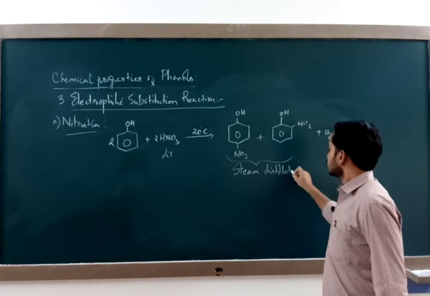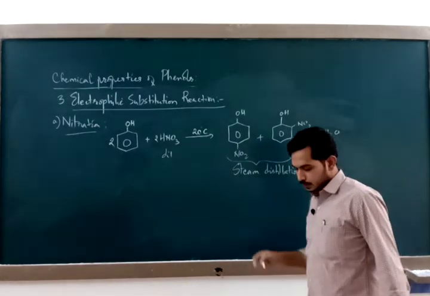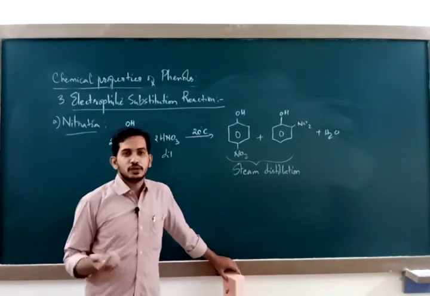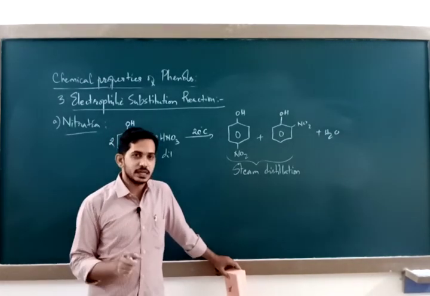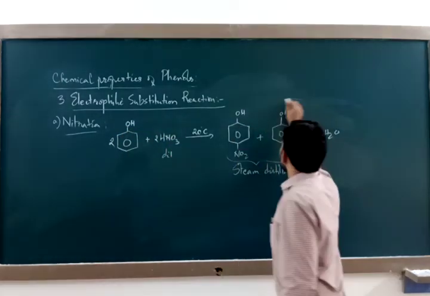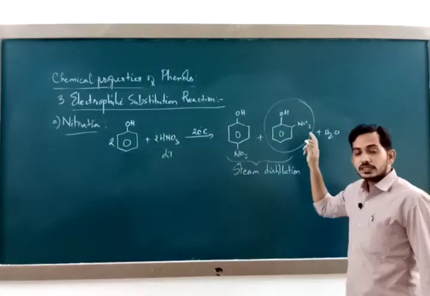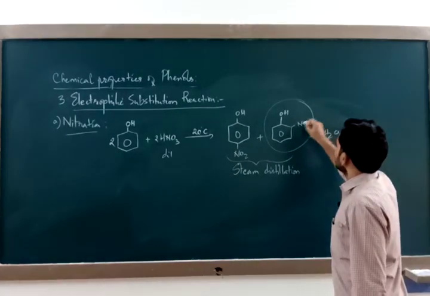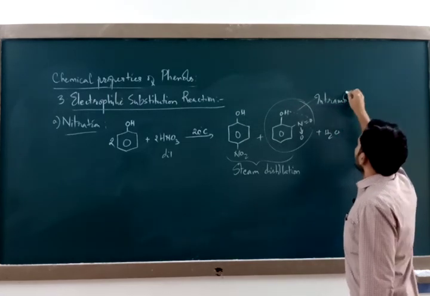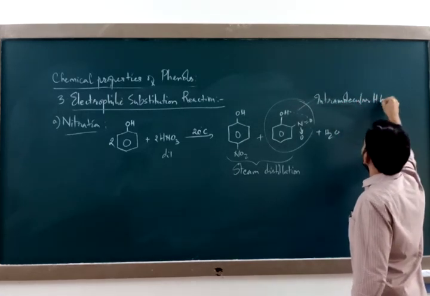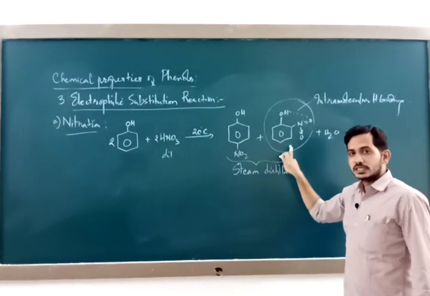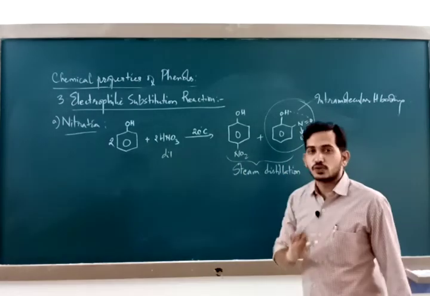This is a 1 mark question, sometimes asked in exams. It has been asked twice or thrice if I am not wrong: how do you separate a mixture of orthonitrophenol and paranitrophenol? It is done by steam distillation. How is it done by steam distillation? It is because of this compound which is steam volatile, because of formation of intramolecular hydrogen bonding. Because of intramolecular hydrogen bonding, the ortho isomer is steam volatile, whereas the para isomer is not.